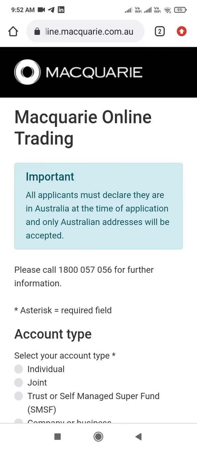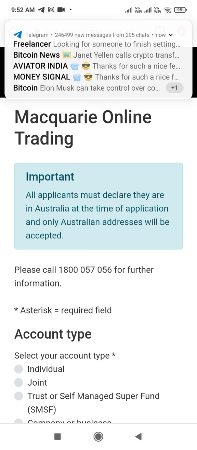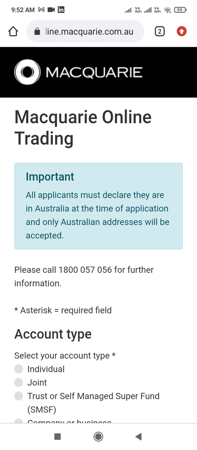This is a trading platform, but the important thing is that all applicants must declare they are in Australia at the time of application, and only an Australian address will be accepted. This platform is only for Australian candidates, because only those who are living in Australia can apply for this Macquarie trading platform. So if you are interested in joining this platform, and you are from Australia, don't forget to join and start your earning from today.